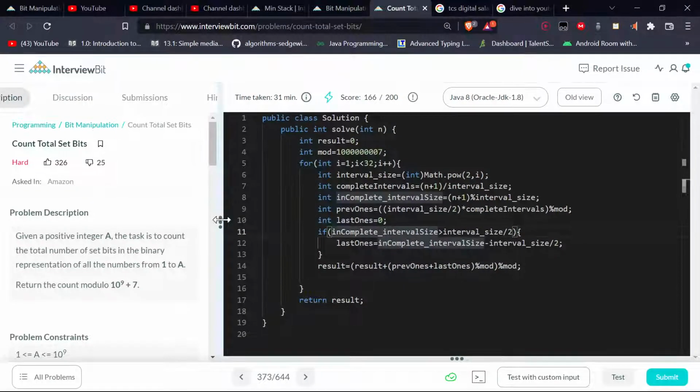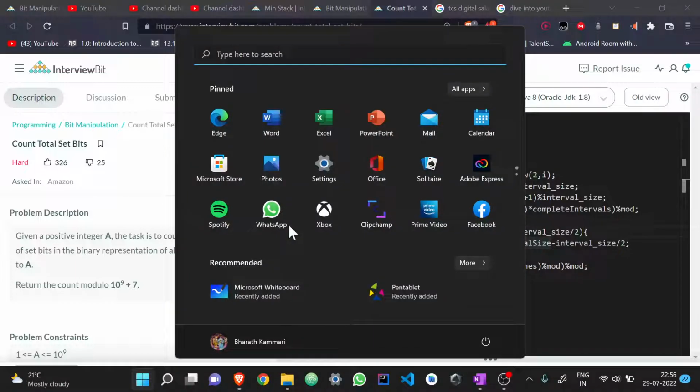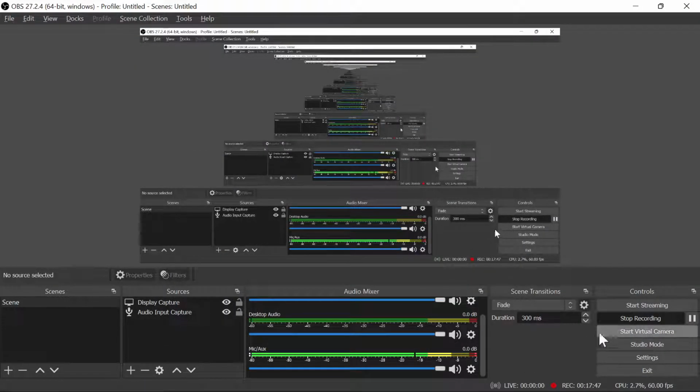So I have covered pretty much everything in this problem that is to be explained. I hope you have understood the problem and the solution.